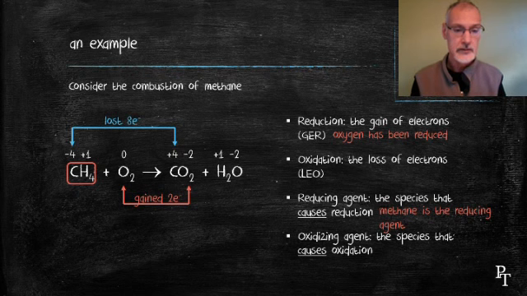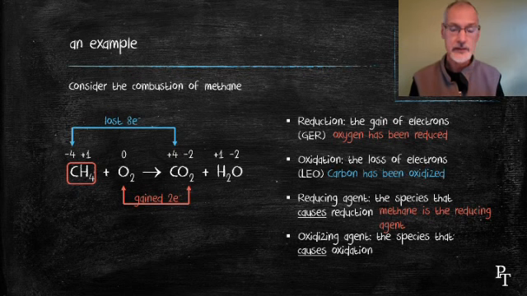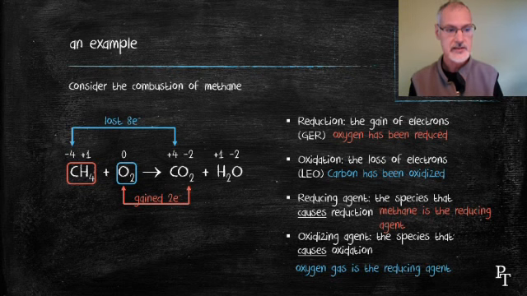Taking a look at the carbon, to go from -4 to +4, it must lose 8 electrons, so it's been oxidized. And the substance that caused it, the oxidizing agent in this case, is oxygen itself.